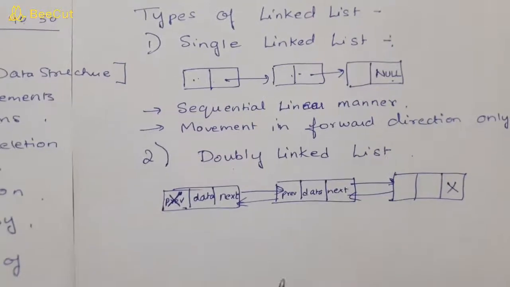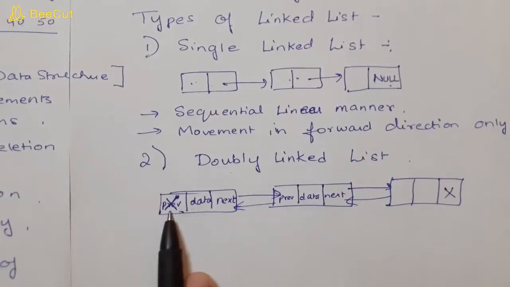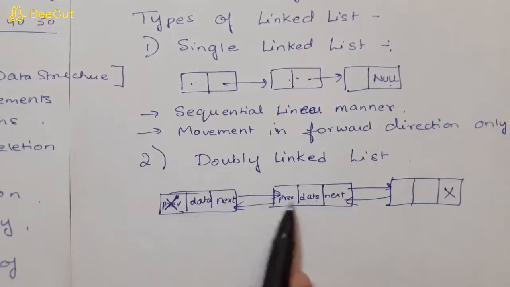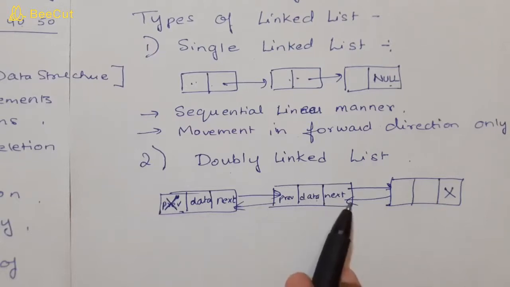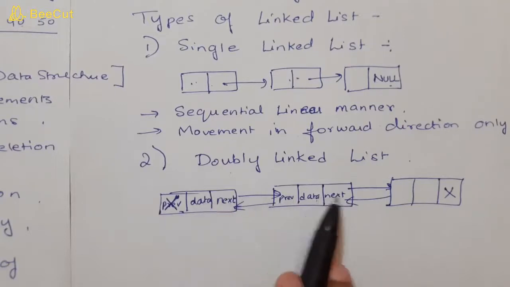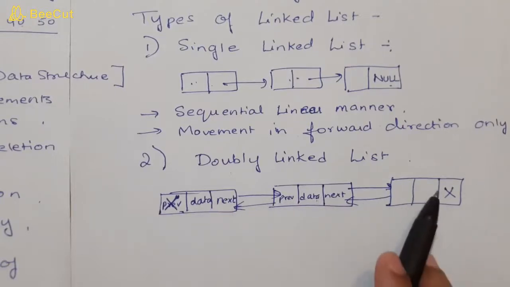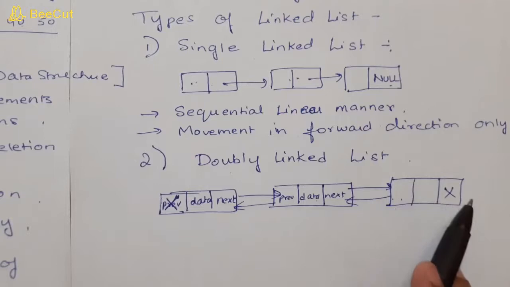From this node, if you want to traverse to the first node, you can, because this node is storing the address of the previous node also. Previous and next are both pointers. So this particular node is storing the address of the previous node as well as the next node. Now this one is the last node, so it will store the address of the previous node, but in the next field you will store null.